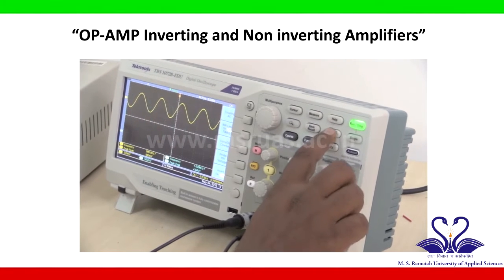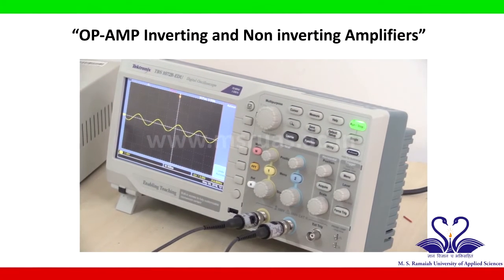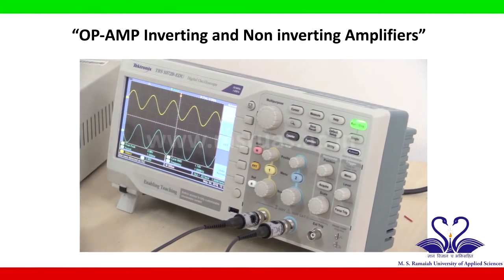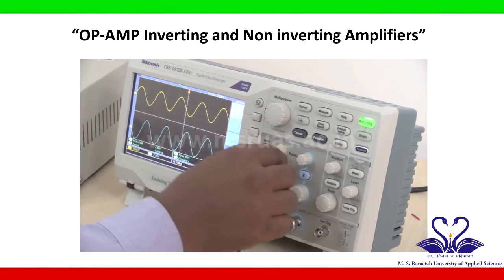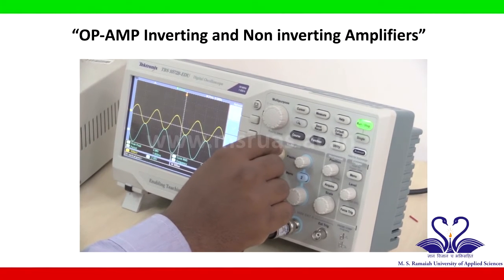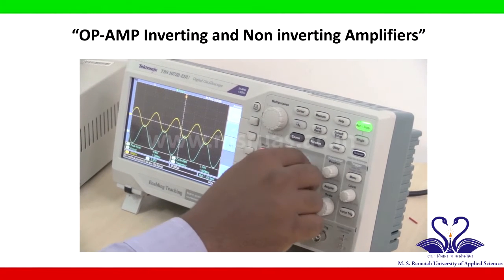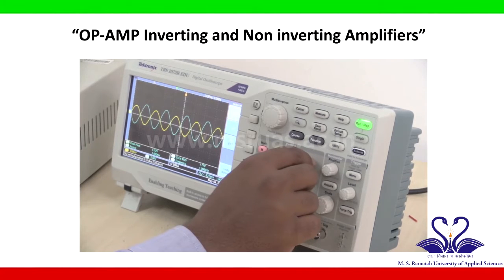Now go to default setup, then auto set. Now you can see two waveforms here, one is channel 1, one is channel 2. So just combine these two and bring the channel 1 waveform to the reference line. Similarly, bring the channel 2 waveform also to the reference line.